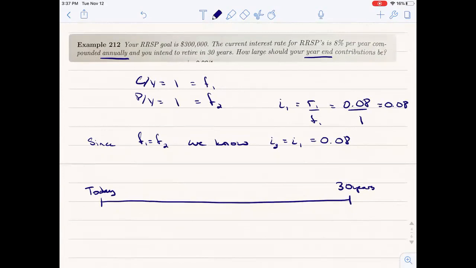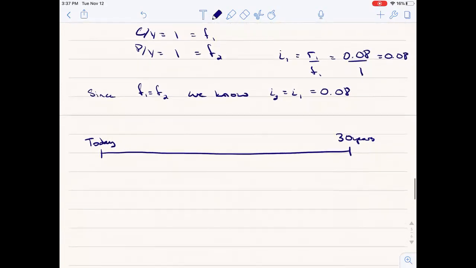I'm making year-end contributions, so I want to see at least 3 ticks in the front and 2 ticks in the back. That's the bare minimum. If I'm making annual contributions, then I'm making a payment at 1 year, at 2 years, ... at 29 years, and at 30 years.